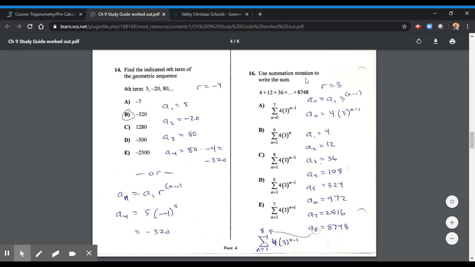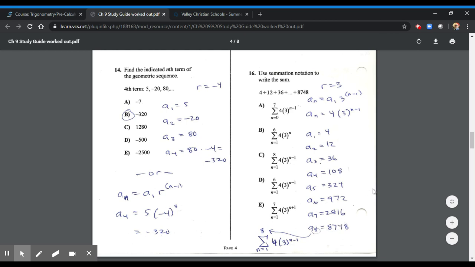All right, use summation notation to write this sum. Okay, now I've got my a sub 1 is 4, my r, it looks like, is 3. We're multiplying by 3 every time. So my a sub n is equal to a sub 1, which is 4 times 3 to the n minus 1 power. Well, I could just simply write out all these terms if I wanted to and figure out which one is the last term.